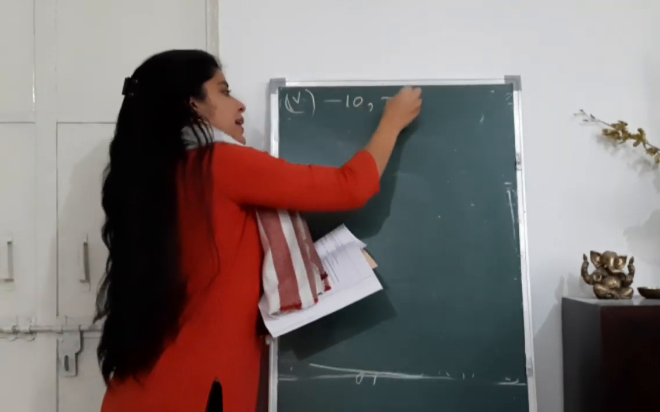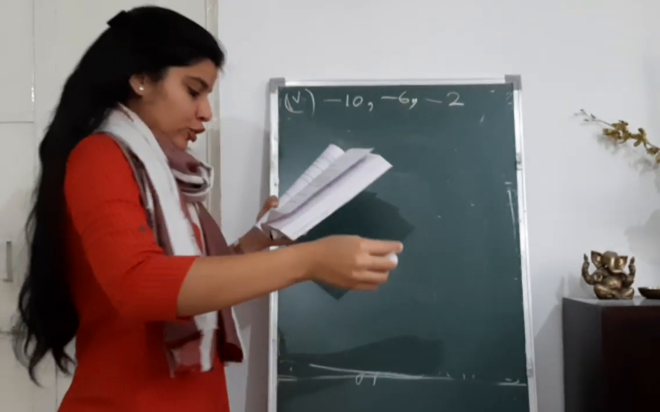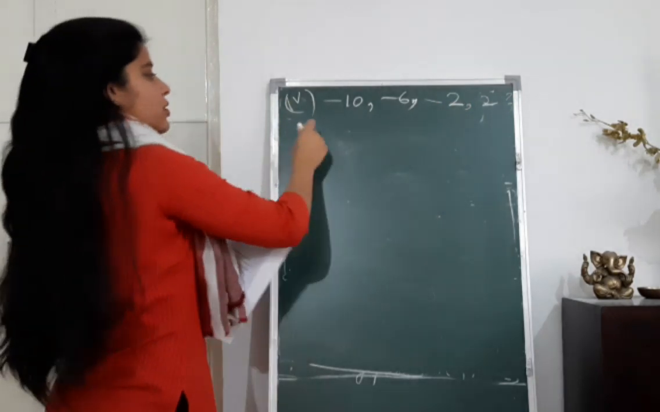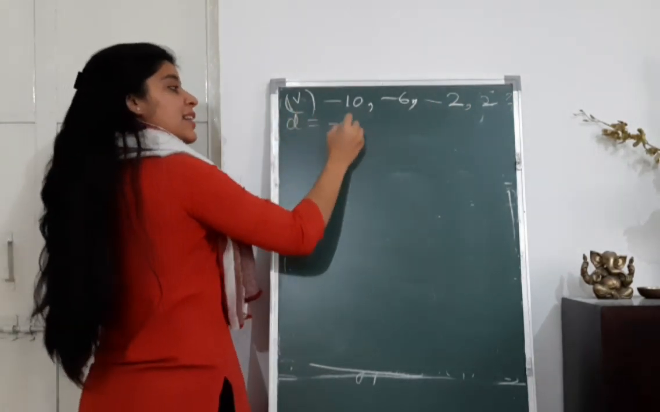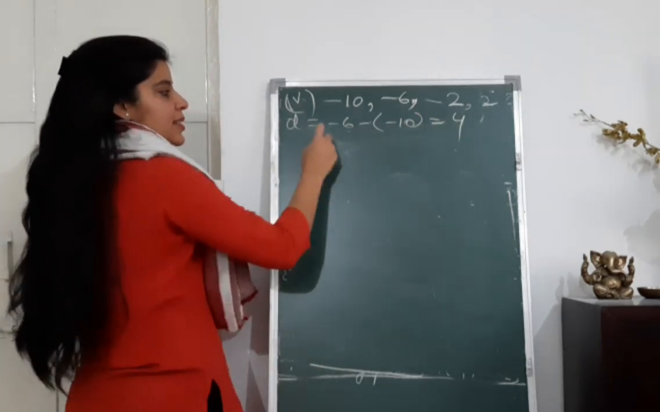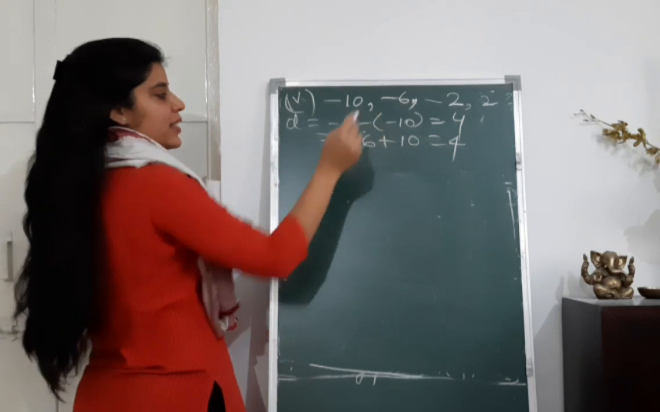Minus 10, minus 6, minus 2 and 2. So let's check. First D first, minus 6 minus of minus 10, which is nothing but 4, because minus 6 plus 10 is nothing but 4. How this is plus? Minus is plus.